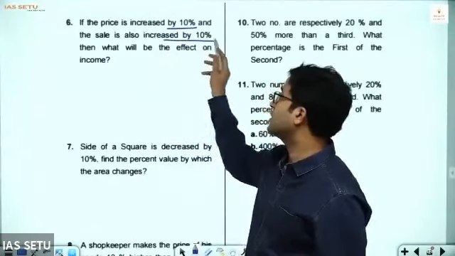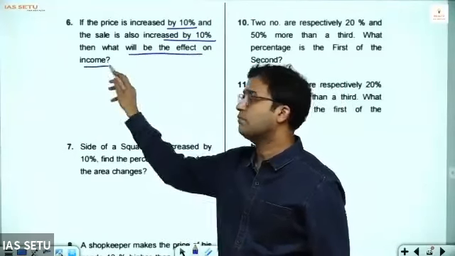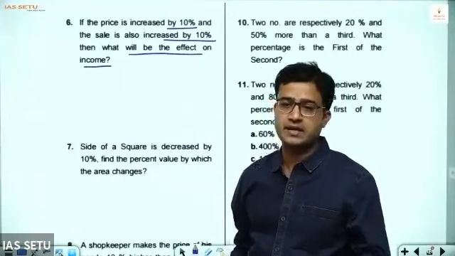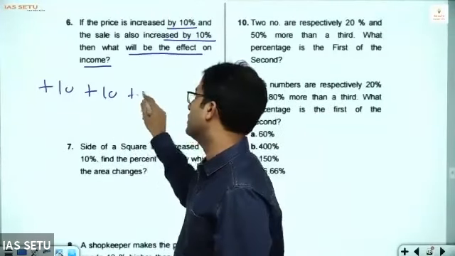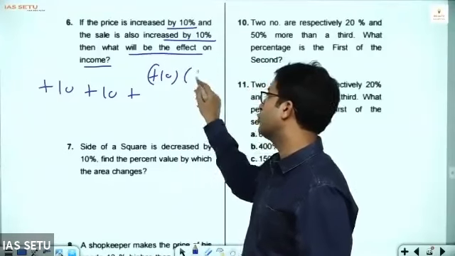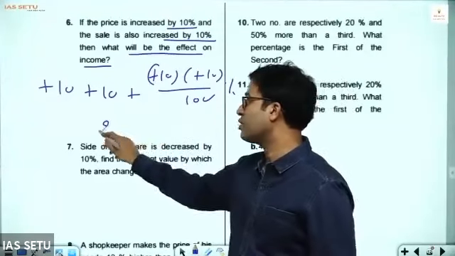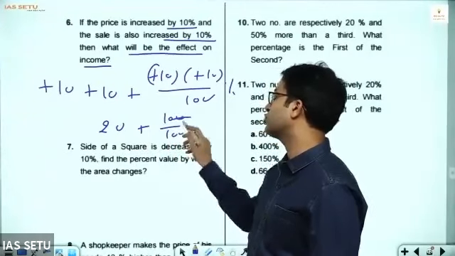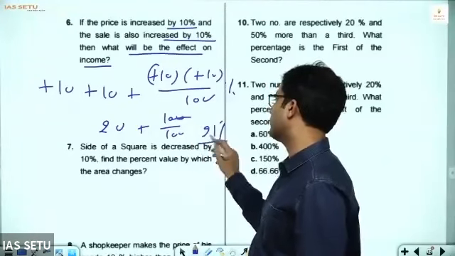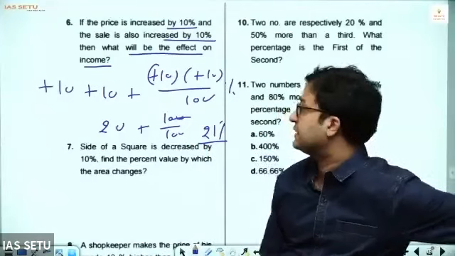Sale is also increased by 10%. Then what will be the effect on income? Both increase 10, 10. So here it will be plus 10, plus 10. This is plus 10 into plus 10 upon 100%. 10 plus 10, 20. 10 into 10, 100. So here this is 20 plus 1, 21% we get. And it is a positive value, 21% increase in the income.